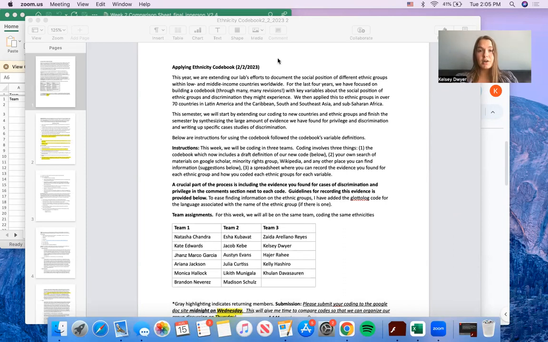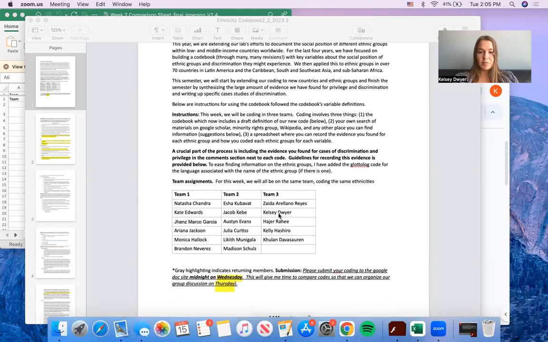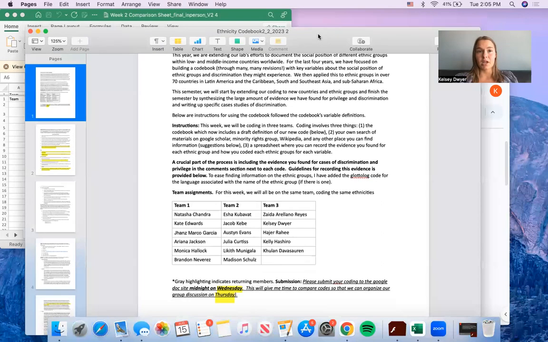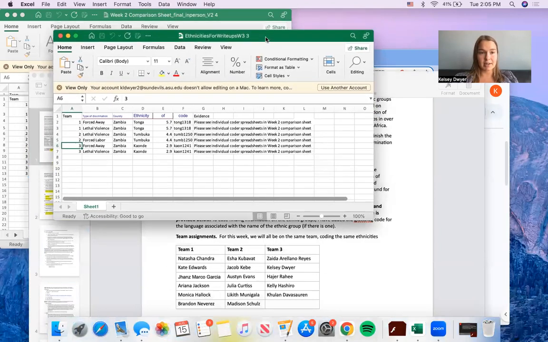So I want to open the code book, which is this document, and check the team. So I'm looking for my name. All right, awesome. I'm on team 3. So next I'm going to be opening the weekly write-up ethnicities. And I know I'm on team 3. So again, just looking on the left. All right. So I have been assigned the Konde of Zambia, and I'm looking at forced away and lethal violence.